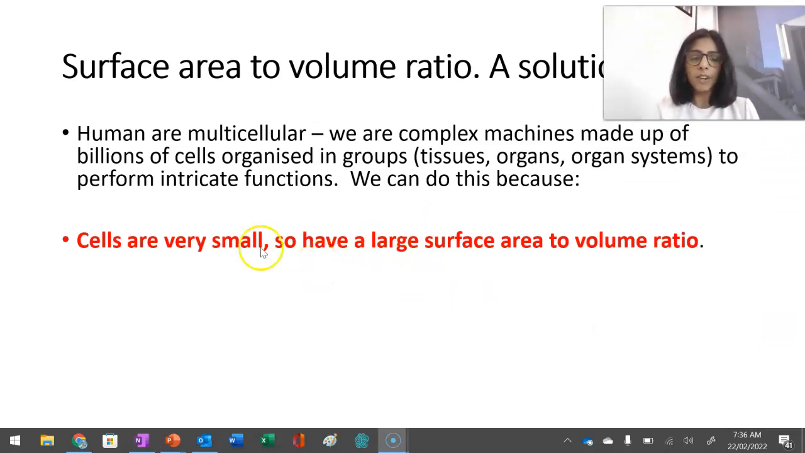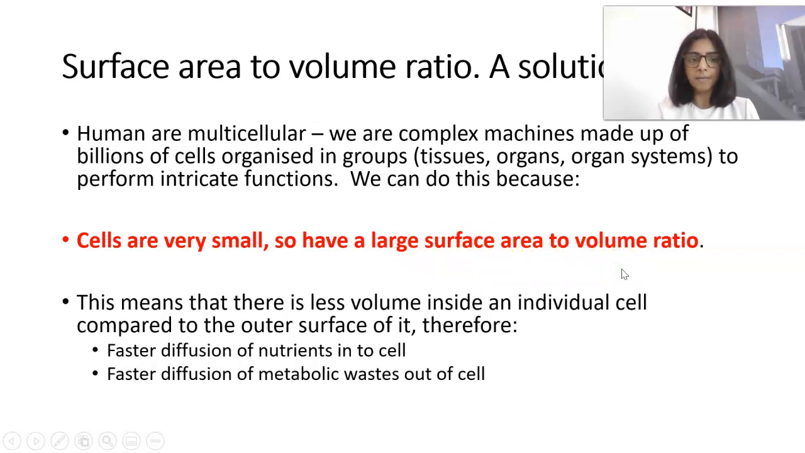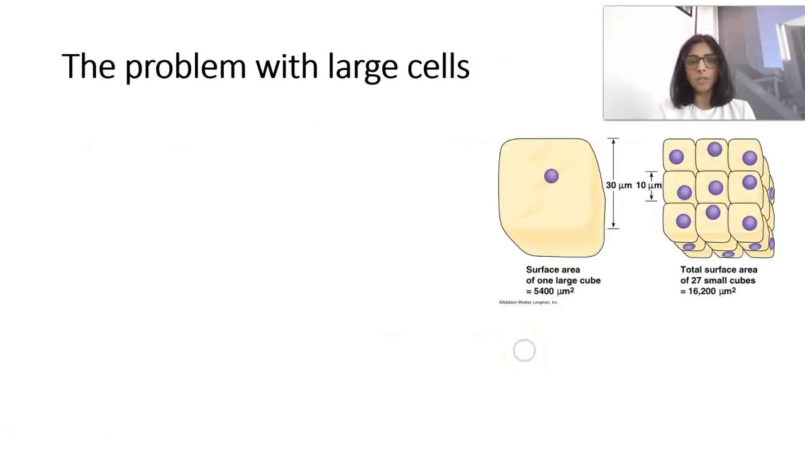Well, cells are very small. So just like those smaller cubes, they have a large surface area. So there's lots more surfaces than the volume inside. What this means is that diffusion will occur at a faster rate, and metabolic waste can leave at a faster rate. So we can get nutrients into our body quicker, and we can get rid of those wastes faster also.